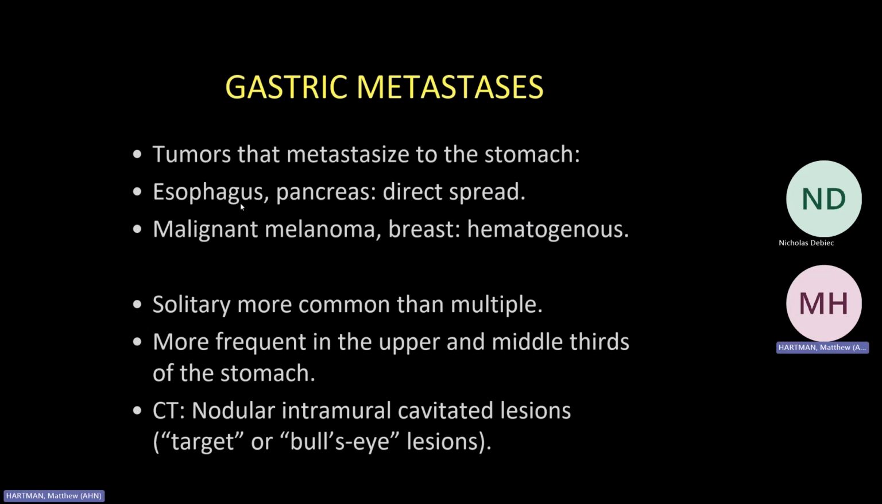So it can either spread directly, esophagus and pancreas live right by the stomach and spread right in. Melanoma is one that really likes to go to the stomach hematogenously, so it's a good place to be looking if you have a history of melanoma. Can be solitary, could be multiple for Mets, but in my experience, the cases I've seen, it's usually solitary. And if you hear the words target or bullseye, those are good descriptor words. Always make you think Mets if you see a targetoid lesion.